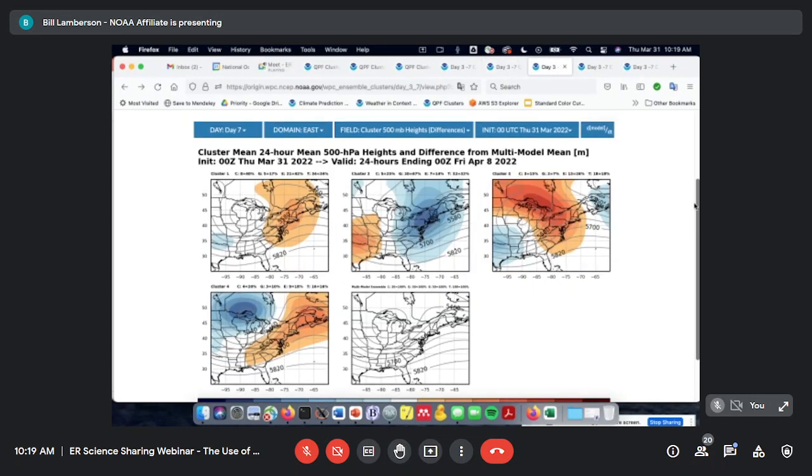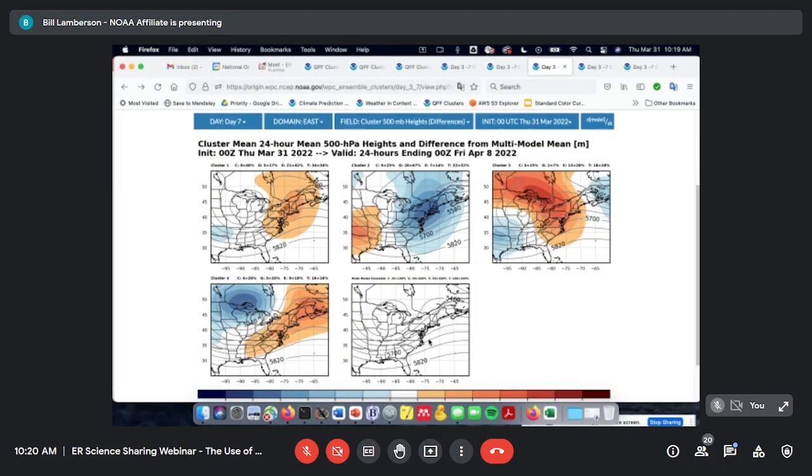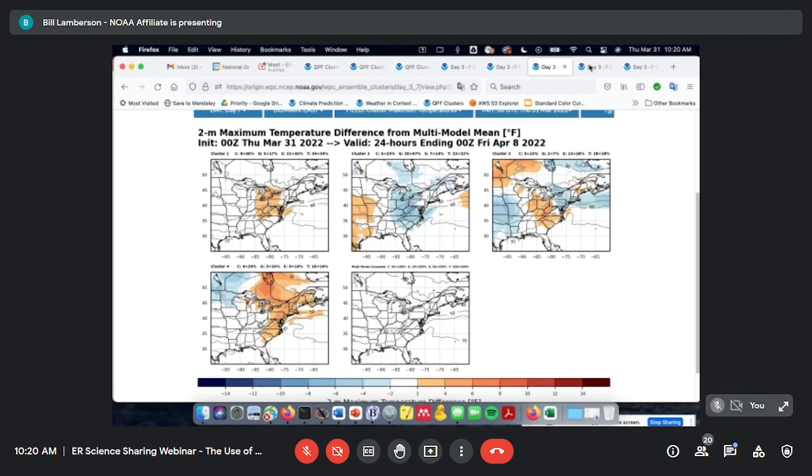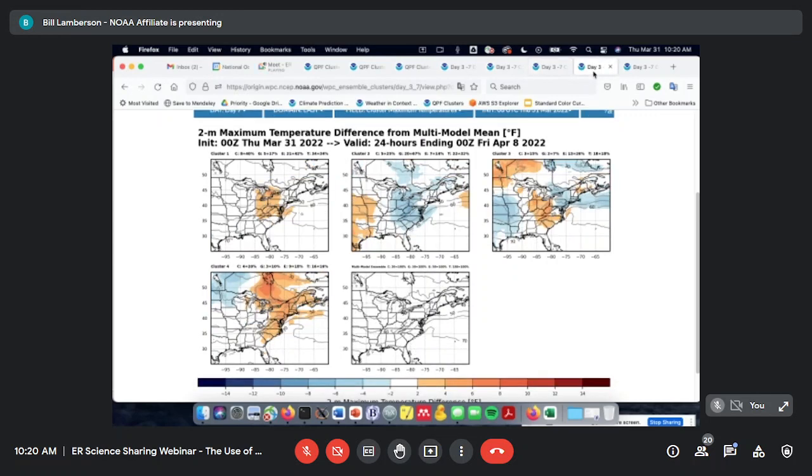And then, so quickly just looking at the day 7, these are the height patterns for the 4 clusters, and again, how they differ in this case from the multi-model ensemble mean. And then what I like to do is relate this to the other fields of interest, because what we're really interested in is the surface parameters, like maximum temperature or QPF. So if we just toggle back and forth between these 2 clusters. On this page, we have the 500 millibar height forecast and how they differ from the multi-model ensemble. This is the clusters for maximum temperature.